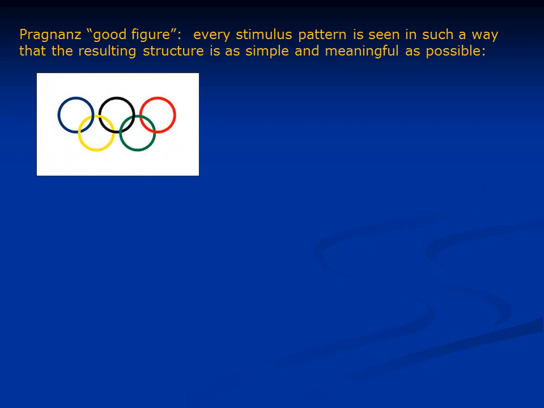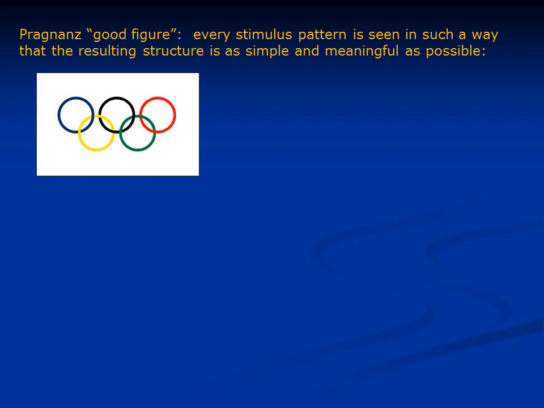Okay, there are other aspects, other names, different kinds of definitions of these Gestalt concepts. Pragnanz is one. It means good figure. Every stimulus pattern is seen in such a way that the resulting structure is as simple and meaningful as possible. Take the Olympic symbol, and it's seen as 5 rings that are joined together.